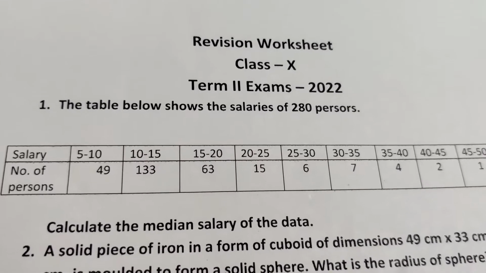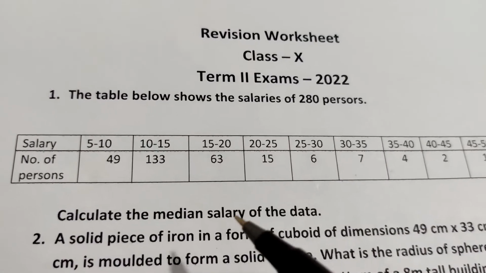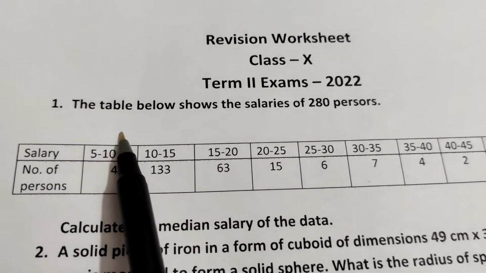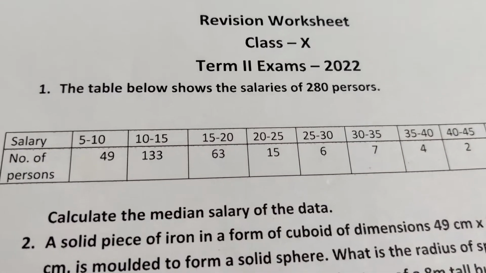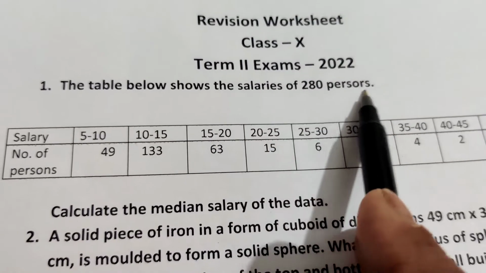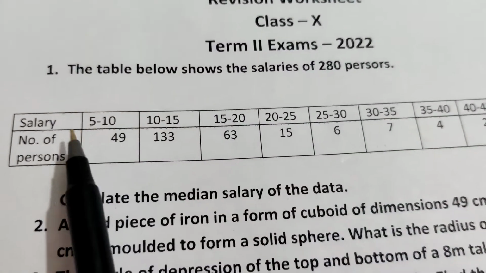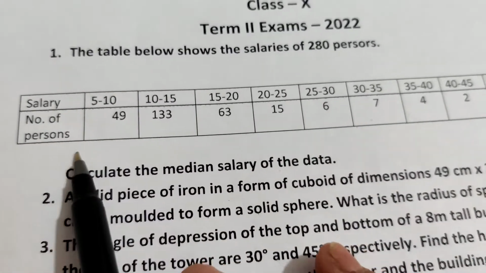Revision worksheet 3 for class 10 exam. One question from each chapter of term 2 syllabus. Question number 1, I have taken from the last chapter of term 2. The table below shows the salary of 280 persons. The salary, number of persons, these are the class intervals and the frequency.